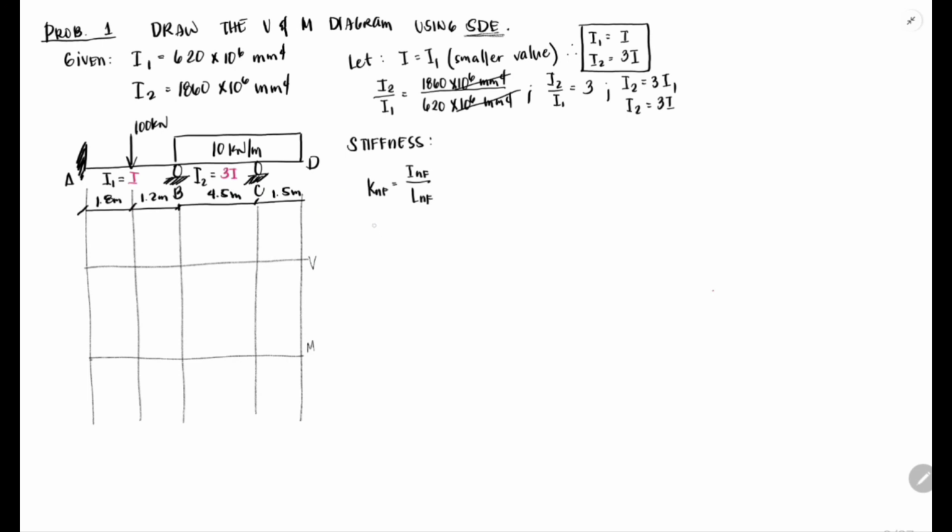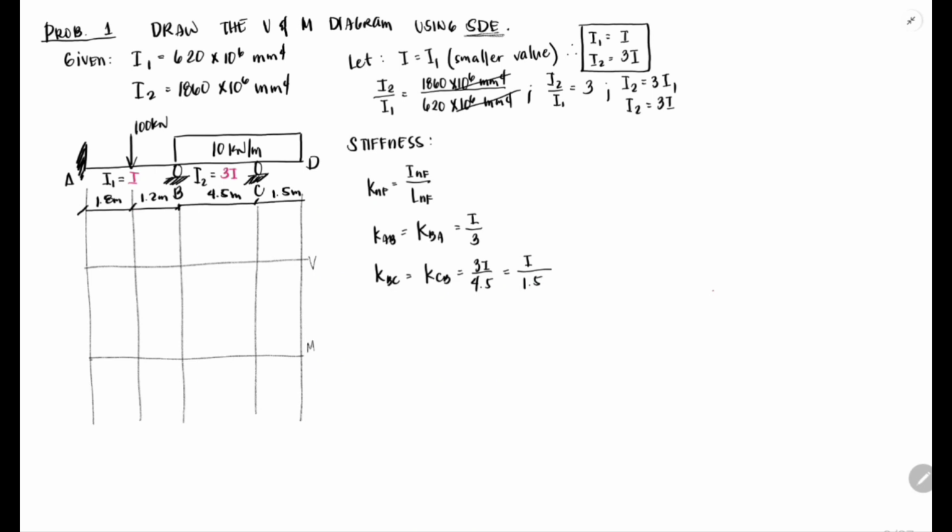Ngayon, kunin na natin yung stiffness. We have KAB is equivalent to KBA. So that is I over 3. Since I1 yan, may value na yung I natin. So ilagay natin as I over 3. Next, we have here KBC is equivalent to KCB. That is 3I over 4.5, or roughly that is 1 or I over 1.5.